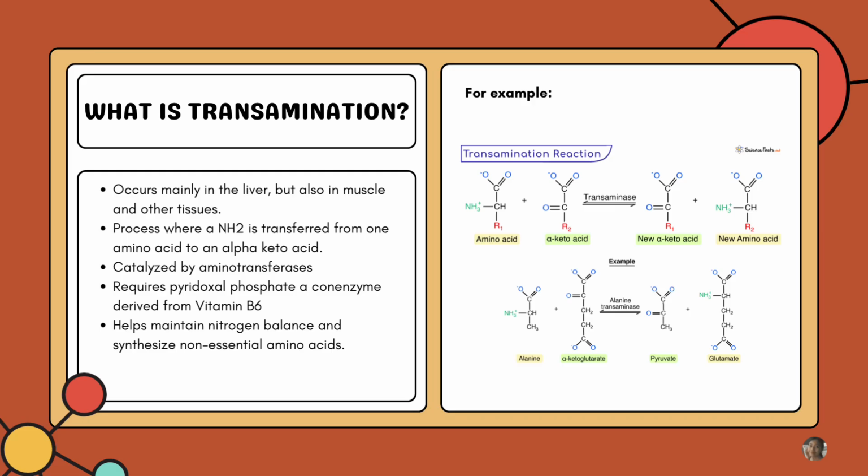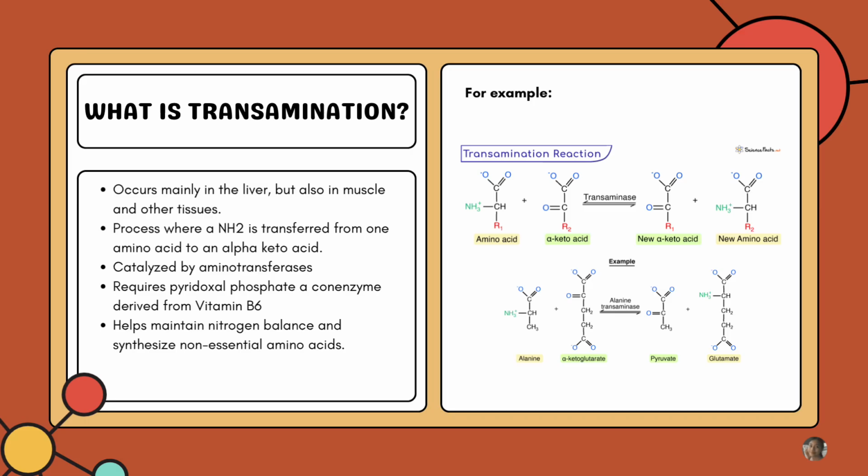It's also important to note that the keto acid you're transferring this nitrogen group to is an alpha keto acid. And this is how your body collects all of the scattered nitrogen into a centralized delivery place so that you can safely use it later.